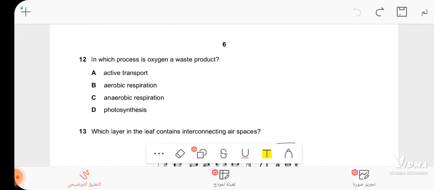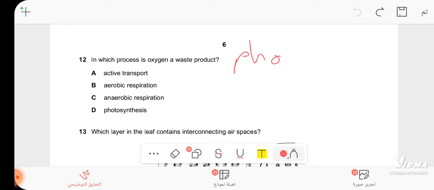In which process is oxygen a waste product? Oxygen is a waste product only in the process of photosynthesis. Photosynthesis.